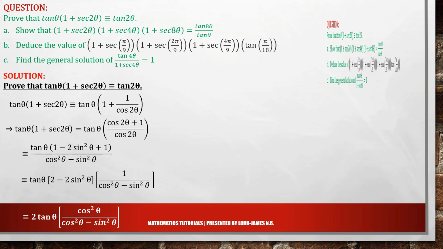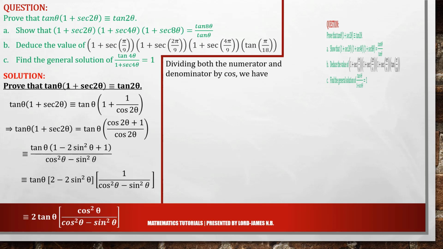From there, we can divide all through by cos squared theta. Cos squared theta divided by cos squared theta will be 1, and sin squared theta on cos squared theta is tan squared theta. So what will be left on the numerator will be 2 tan theta times 1. That will give us 2 tan theta divided by 1 minus tan squared theta, and definitely that's the identity for tan 2 theta, as required.